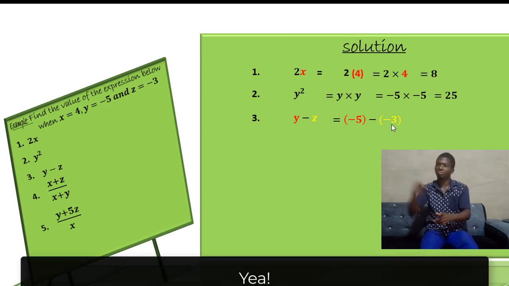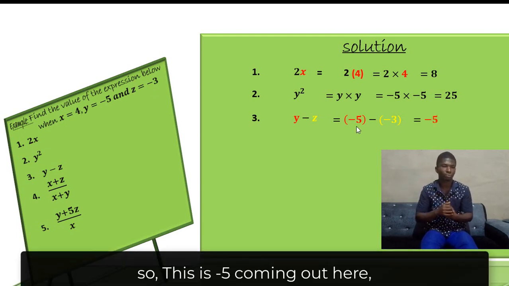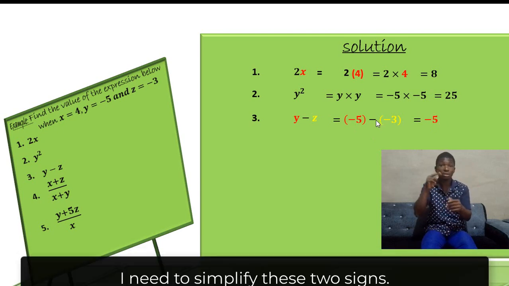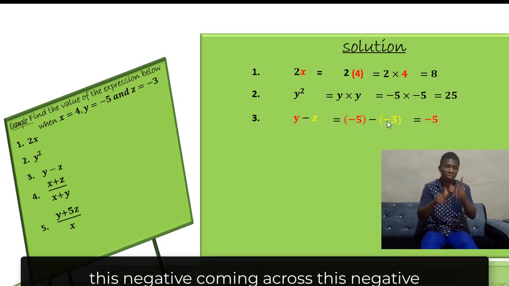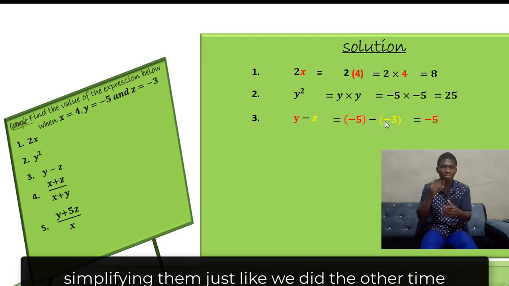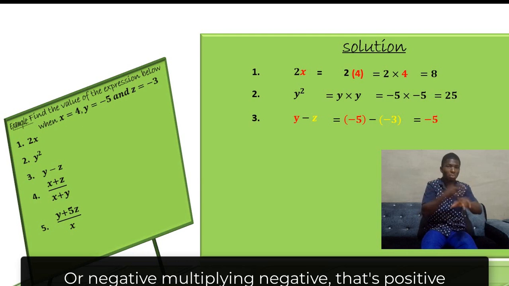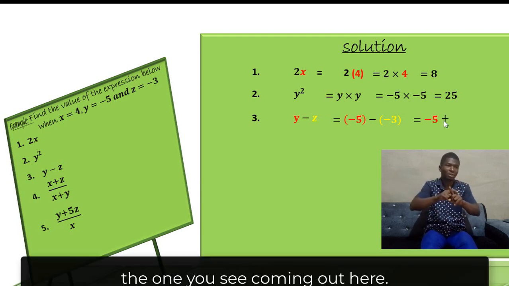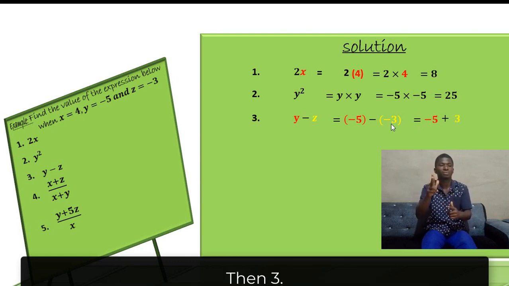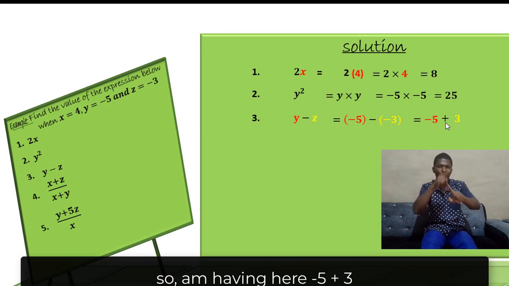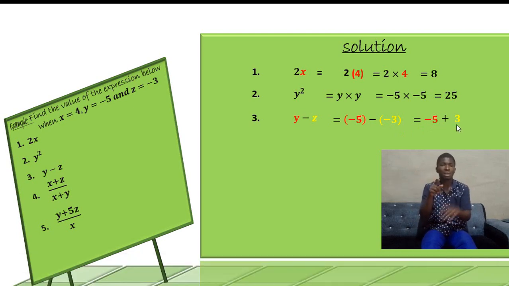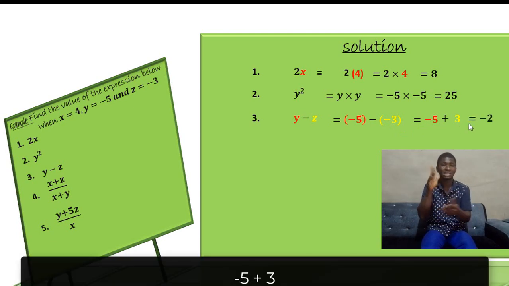So, this is minus 5 coming out here. I need to simplify those two signs. This negative coming across a negative here. So, simplifying them, just like I told you the other time, minus multiplying a minus, or negative multiplying a negative becomes positive. Okay? So, that is positive that you are seeing coming up here. Then, 3. So, I'm having here minus 5 plus 3. Having a negative 5 plus 3. So, that's going to be a negative 2.